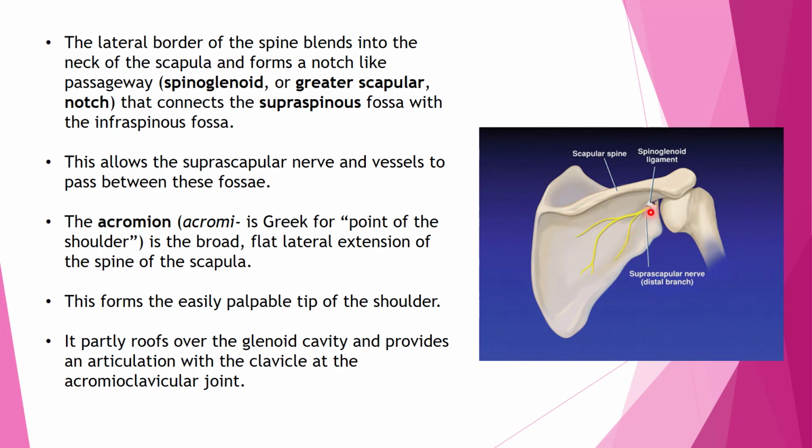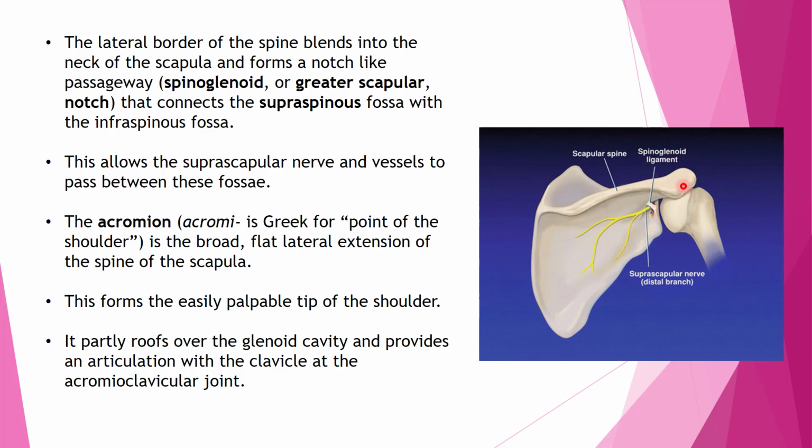This allows the suprascapular nerve and vessel to pass between these fossas. The suprascapular notch is giving way to the suprascapular artery and suprascapular nerve to come from the supraspinous fossa to the infraspinous fossa. Now we will discuss something about the acromion process.